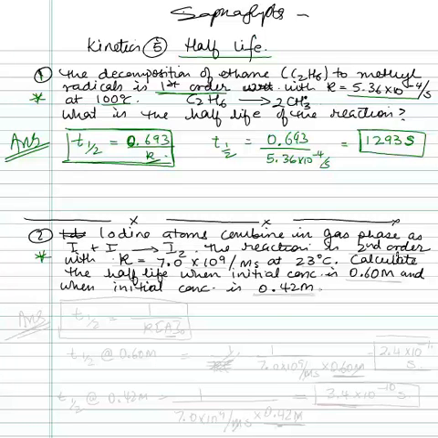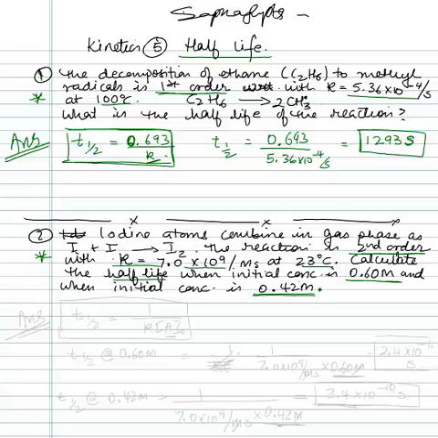Iodine atoms combine in gas phase as I plus I to give I2. The reaction is second order, so now we're calculating the half-life of a second order with k equal to 7.0 times 10 to the power of 9 per molar per second at 23 degrees Celsius. Calculate the half-life when the initial concentration is 0.6 molar and when the initial concentration is 0.42 molar, which means we're actually asked to do two problems here, not just one. So we're calculating the half-life for concentration at 0.6 molar and then concentration at 0.42 molar. Okay, so two calculations to do.